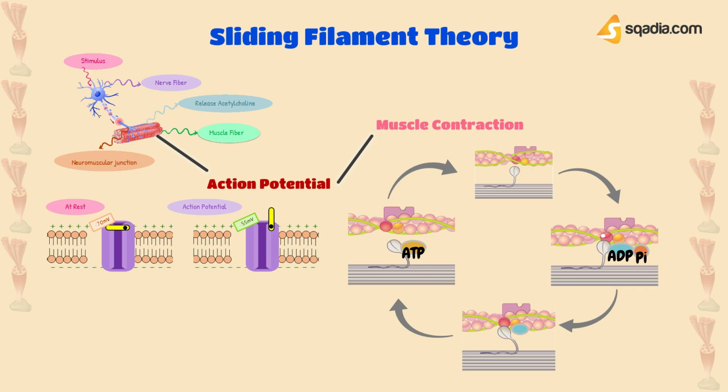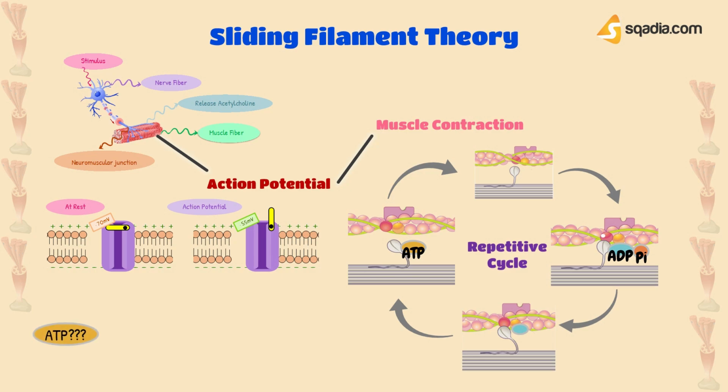The energy derived from the conversion of ATP into ADP enables the myosin head to attach itself, propel forward, and subsequently detach. The cycle continues as a fresh ATP molecule binds to the myosin head, restarting the process of attachment, forward movement, and detachment. This repetitive action propels the sliding of filaments and results in muscle contraction.